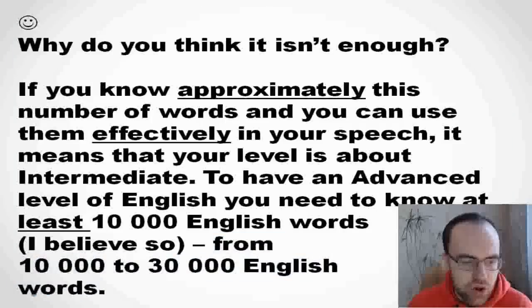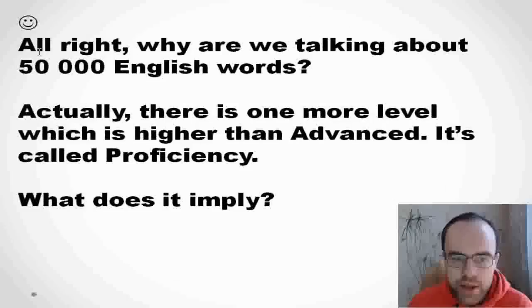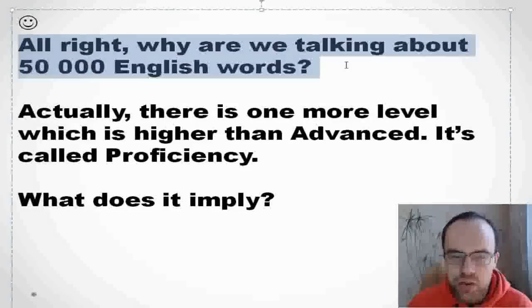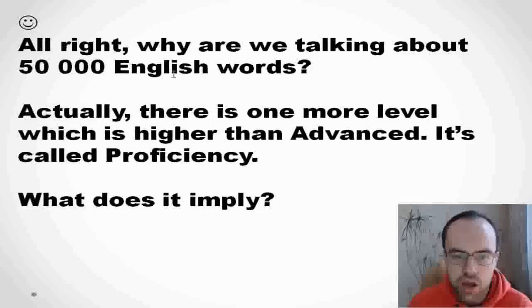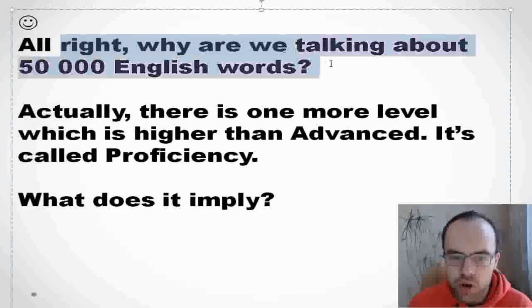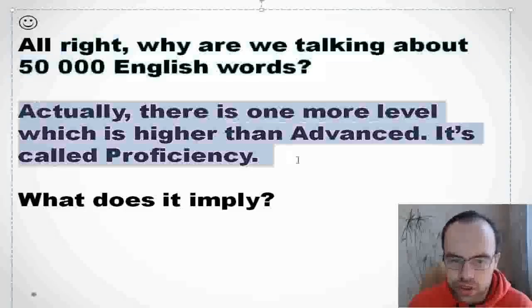Okay, so all right. Why are we talking about 50,000 English words, really? We've talked about 10,000, maybe 30,000, but why, really? Why are we talking about 50,000 English words? Actually, there is one more level which is higher than advanced. It's called proficiency. It's an interesting fact.